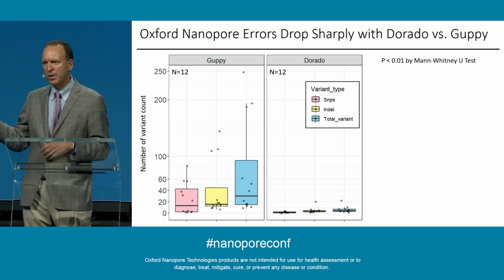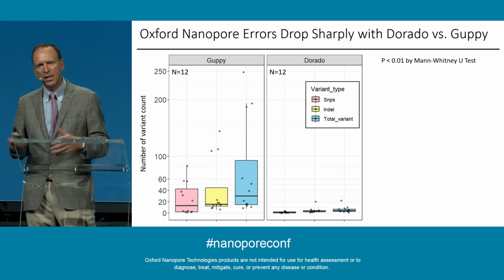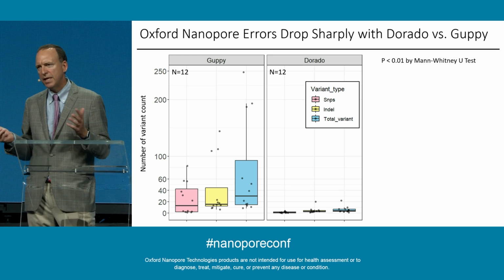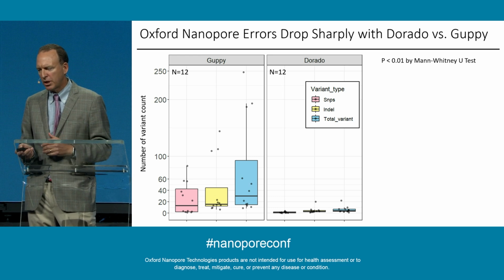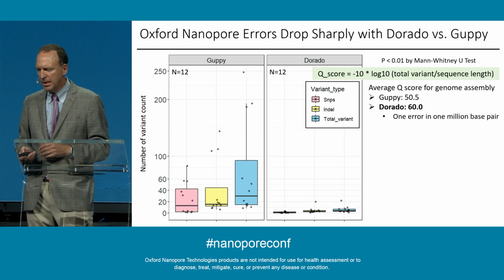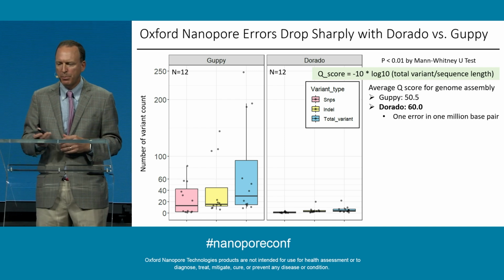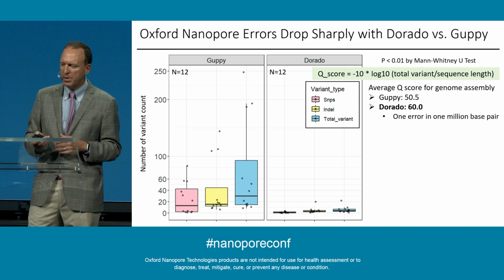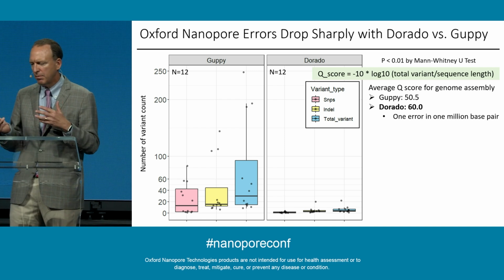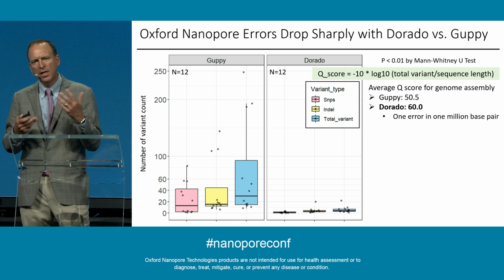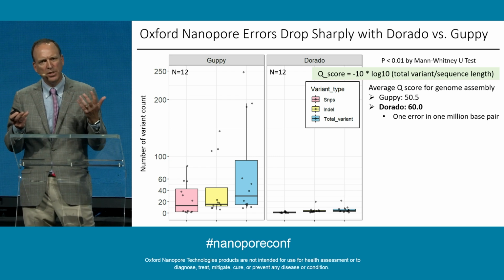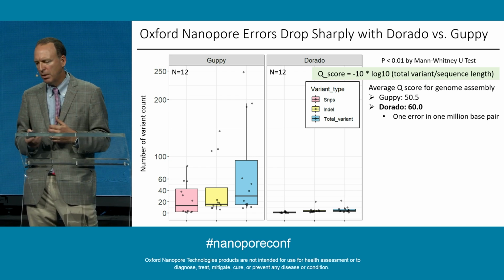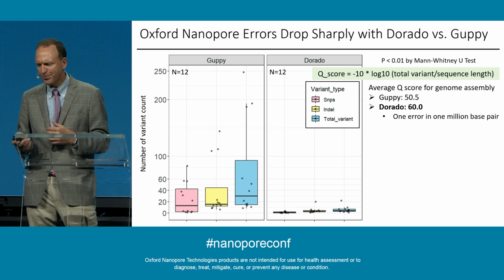And look what happens when we went to Dorado. They almost disappeared. Median was less than 1 SNP per genome. So just really remarkable and statistically significant. The average Qscore went from 50.5 for Guppy to 60 for Dorado. Again, 1 error per 1 million base pairs. Some of our bacteria are, say, 2 million base pairs, so they might have 1 or 2 per entire genome.